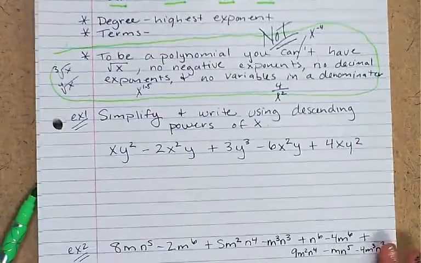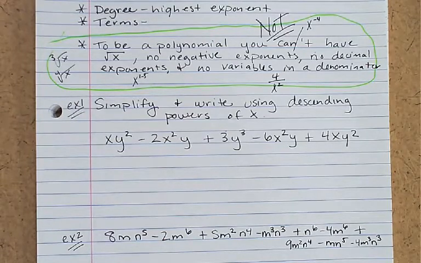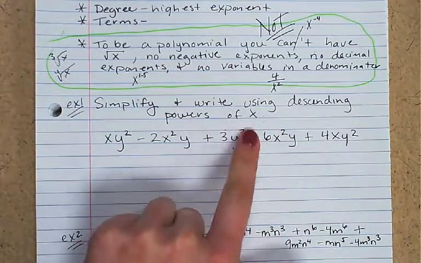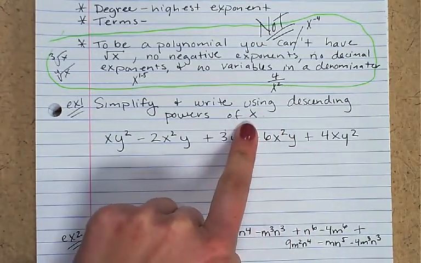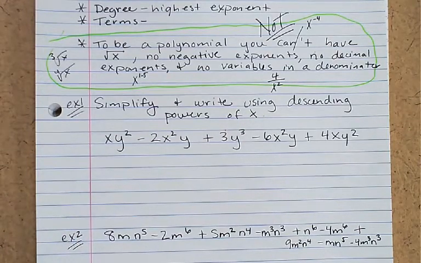Okay, so for example 1, it says simplify and write using descending powers of x. So that means we're going to combine the like terms that we have, and the like term is the same letters with the same number exponents. And then from there, we're writing, like I said, descending powers of x. So we don't care what the exponent on the y is, we care about what the exponent on the x is. So looking here, I notice that I have like terms.